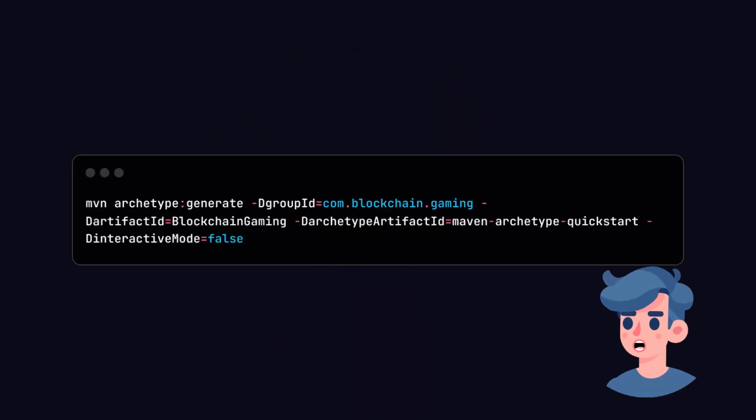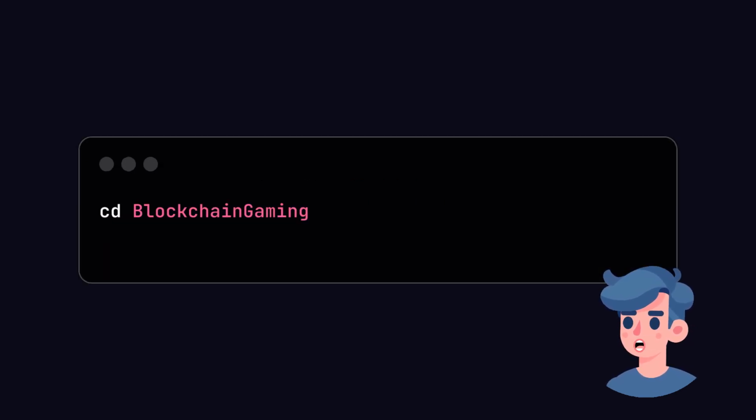Let's create a new Maven project for our blockchain gaming platform. Open your terminal and run the following commands. Now that we have our project structure set up, let's navigate into the newly created directory.